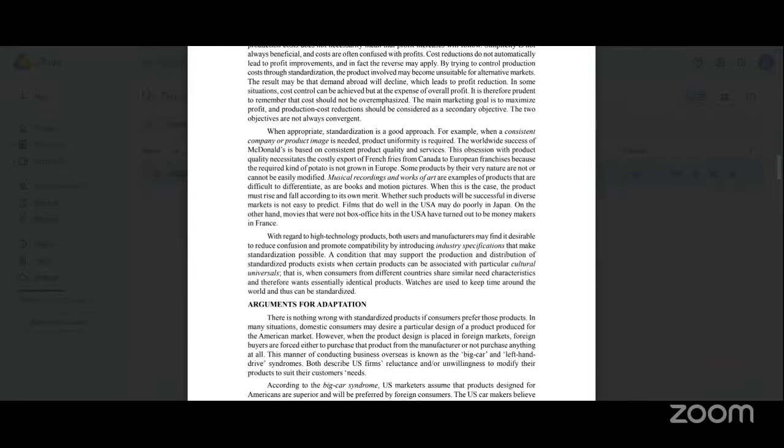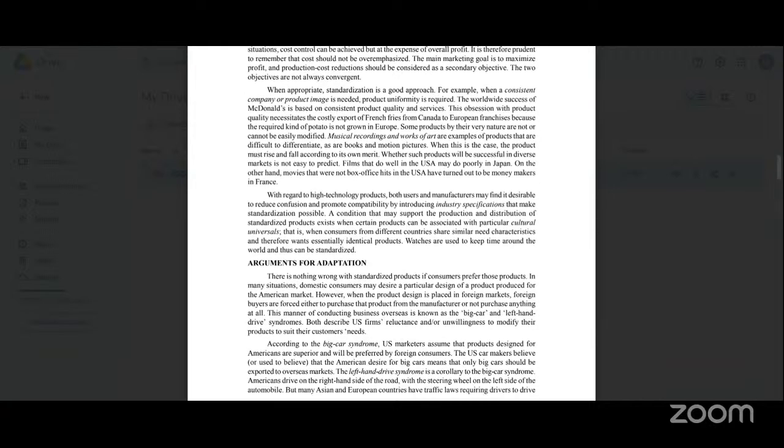So, the obsession with product quality necessitates the costly export of French fries from Canada to European franchises, because the required kind of potato is not grown in Europe. Just imagine, just for French fries, they import potatoes all the way from Canada. So, some products, by their very nature, cannot be easily modified. For example, musical recordings or works of art are examples of products that cannot be easily changed.